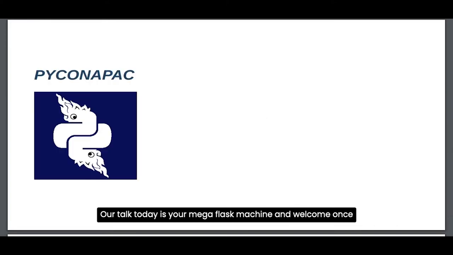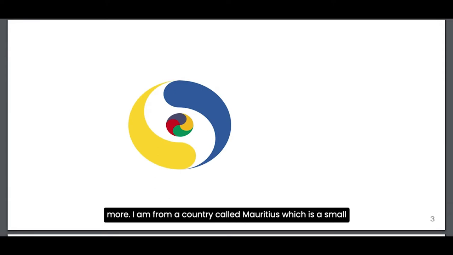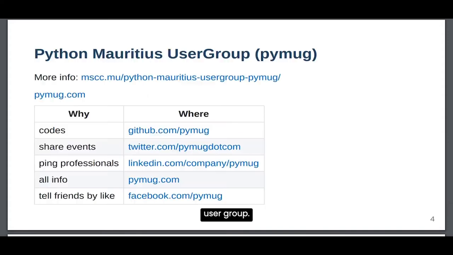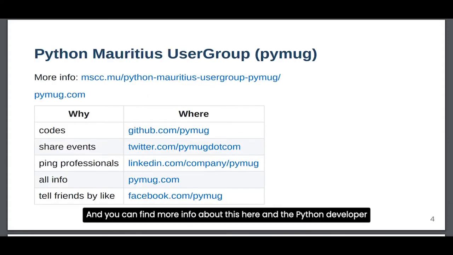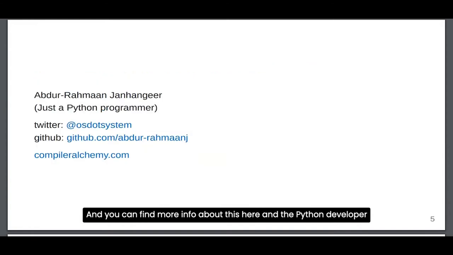And welcome once more. I am from a country called Mauritius, which is a small island in the Indian Ocean. And this is the logo of our Python user group. And you can find more info about this here.